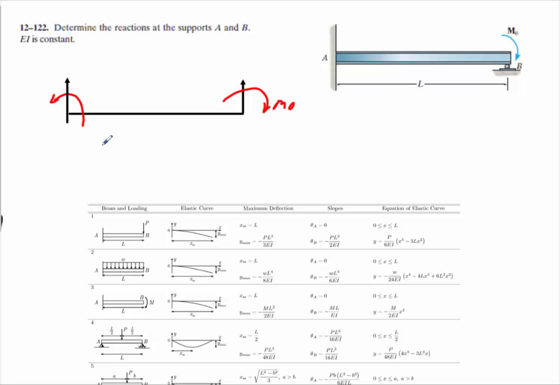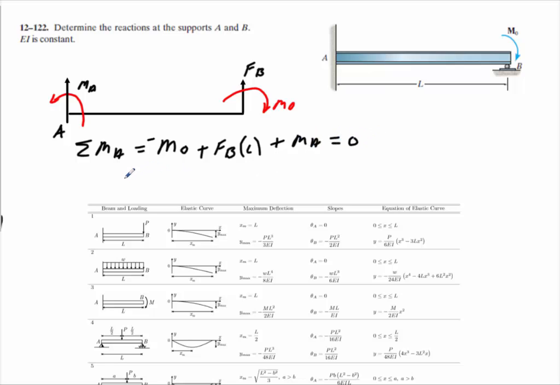Okay, so first thing to do is to take a moment around A. If I take a moment around A, I will get M0. We make that negative because it's going down. And we better make this FB here, plus we got FB times L. Now the problem is you can't just set that equal to 0. You have to consider this moment at A. That's only for cantilever beams. And it's going back that way, so we can put plus MA is equal to 0.